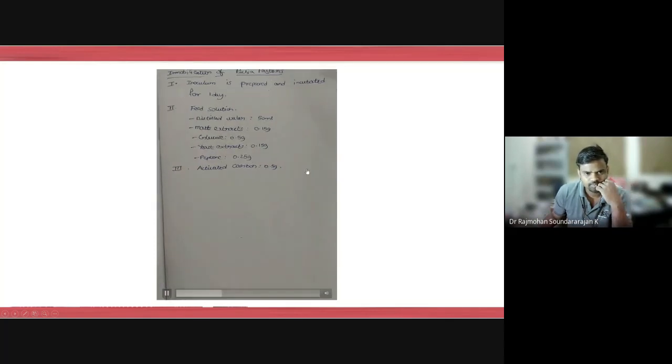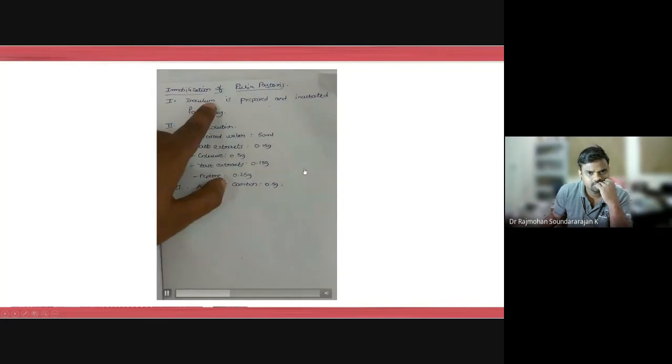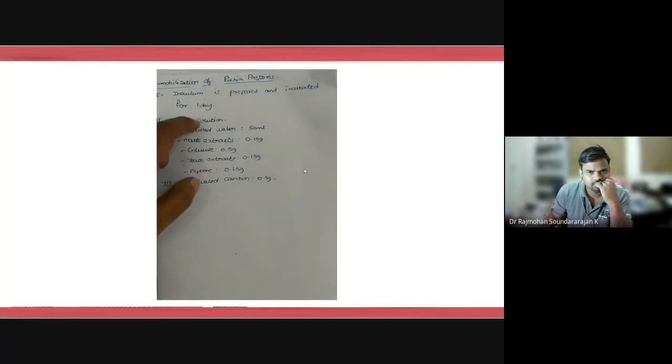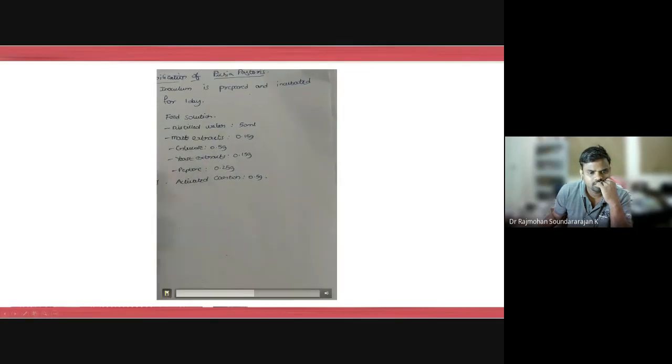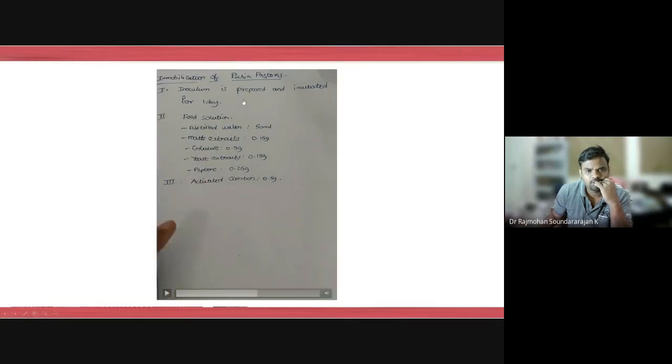Starting this process, inoculum of the Pichia pastoris is prepared and it is kept for 1 day. After this, in the next module, I will discuss why incubation is done and how the inoculum is prepared in detail. So as of now, the inoculum is prepared and incubated for 1 day.